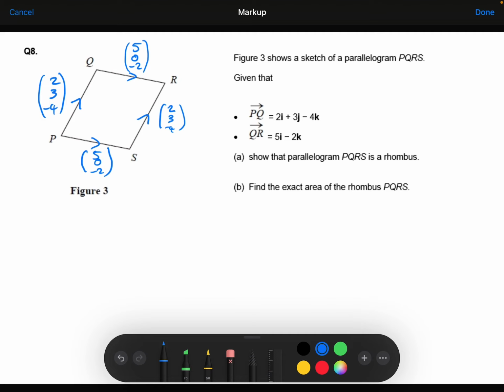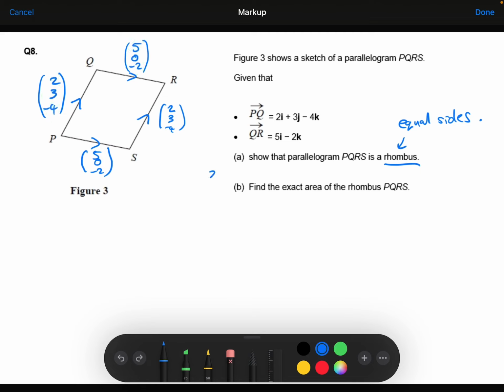We need to show that the parallelogram is a rhombus. Well, a rhombus is a parallelogram that has equal sides. So if I can show that the magnitude of this vector is equal to the magnitude of this vector, then those two sides would be equal in length, and therefore all of the sides would be equal in length, and it would be a rhombus.